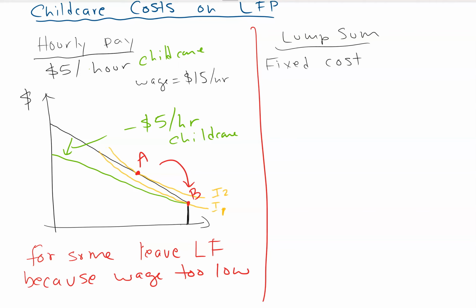Right? Because they're basically taking all their money. But if this person was a highly paid executive making $100 an hour and childcare cost is $5 an hour, no big deal. It's not going to have any impact on them. So some will leave the labor force because the wage is too low now. And this will be mostly impacting people who are in the lower wage, lower skill sector of the economy.